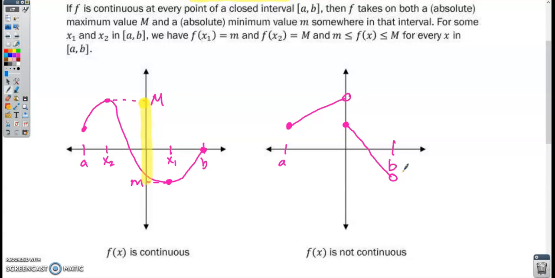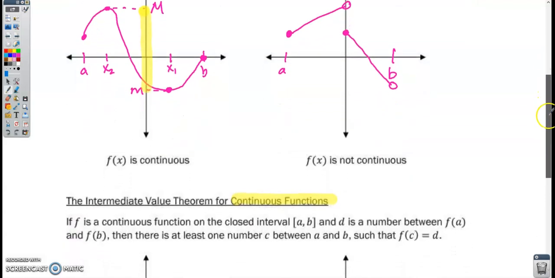Okay? Like I said, it's possible for a function that's not continuous to have a max or a min or both. Might have one, might have both, might have neither. But when the function's not continuous, all bets are off. When the function is continuous, we're guaranteed a maximum and a minimum. And that's the Extreme Value Theorem.